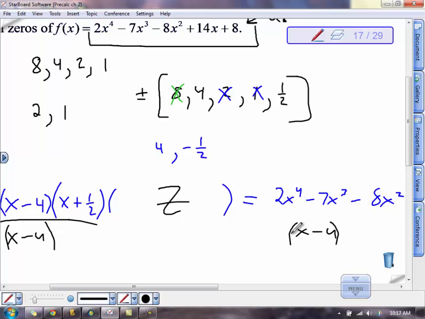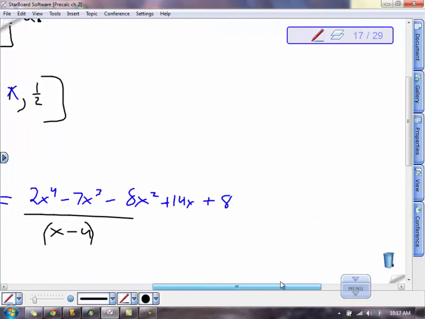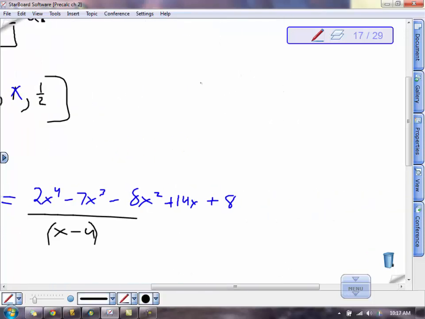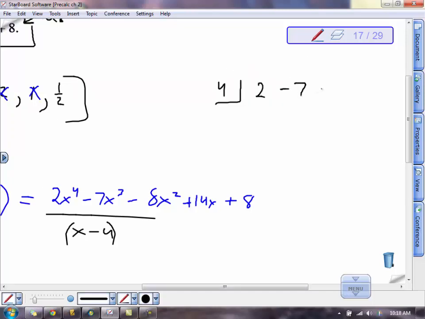So let's do that. Let's divide x minus 4 into this original polynomial over here. Let's do it on a separate sheet of paper. This does get turned into a lot of work, so you're going to need scrap paper and all that. -7, -8, 14, and 8.